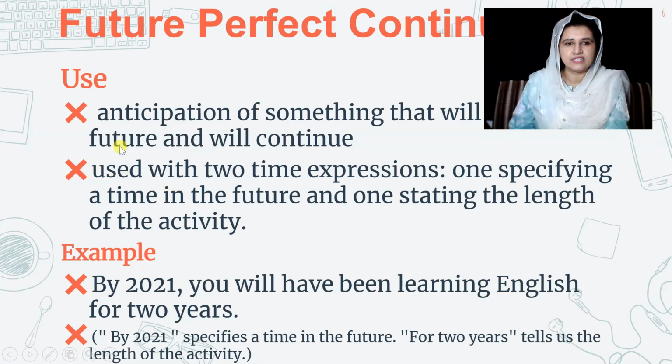Okay, second usage of future perfect continuous tense is that it is used with two time expressions. One specifying a time in the future and one stating the length of the activity. For example, by 2021, you will have been learning English for 2 years. So here you can see that 2021 specifies a time in the future, and for 2 years tells us the length of the activity.